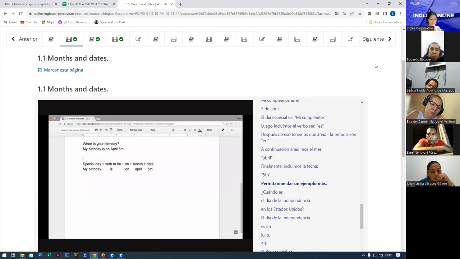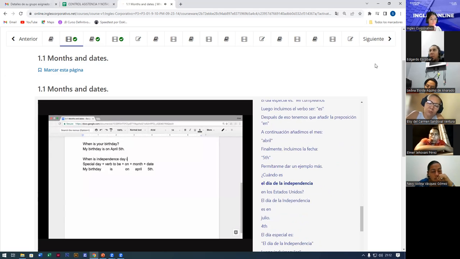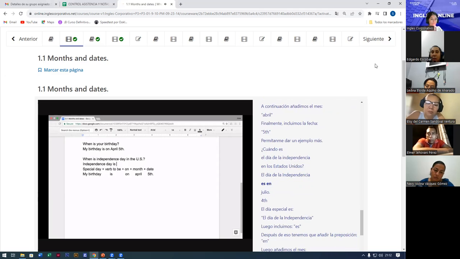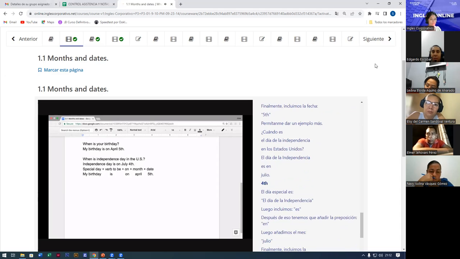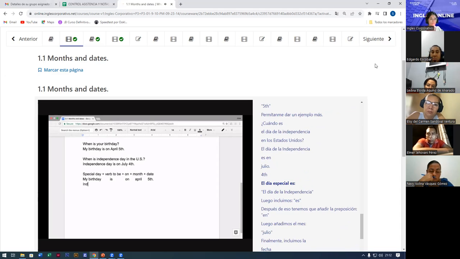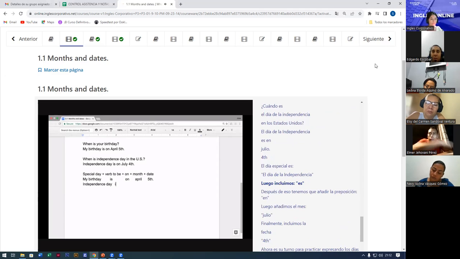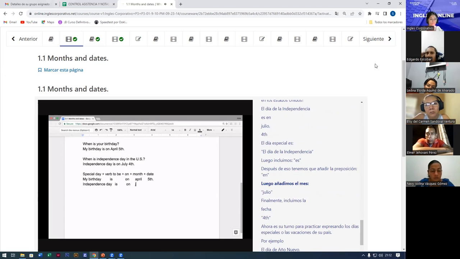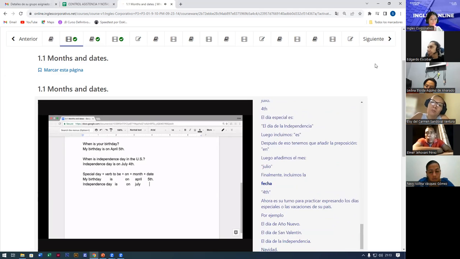Let me give one more example. When is Independence Day in the US? Independence Day is on July 4th. The special day is Independence Day. Then we include the verb to be, is. After that, we need to add the preposition on. Next, we add the month, July. And finally, we include the date, 4th.